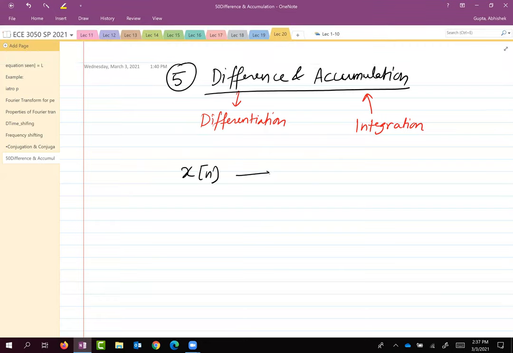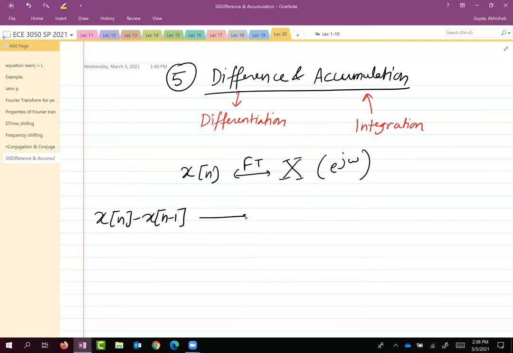So let's set up the problem. I have an x[n] whose Fourier transform is X(e^{jω}). So this is a difference equation. By the time shift property and by linearity, anyone know what this Fourier transform is going to look like? Remember that there is a time shift property. Due to linearity, the first one is just X(e^{jω}).